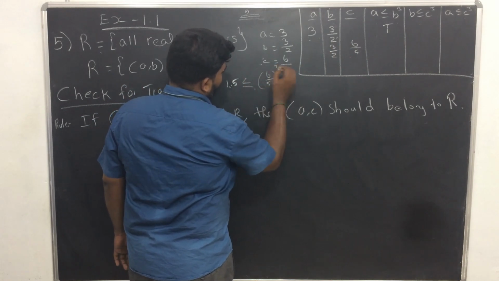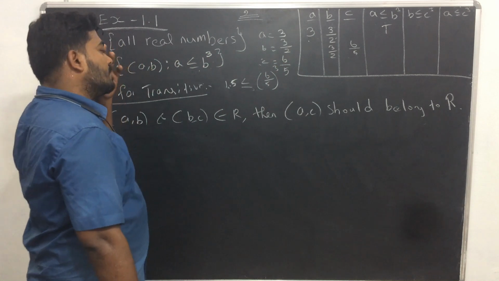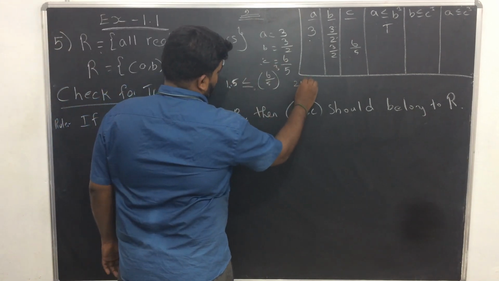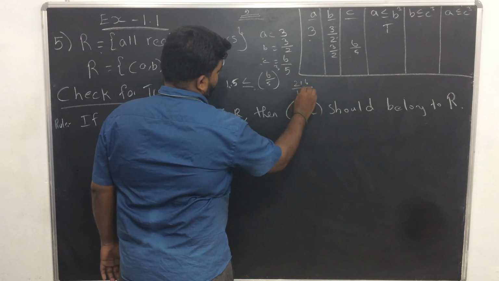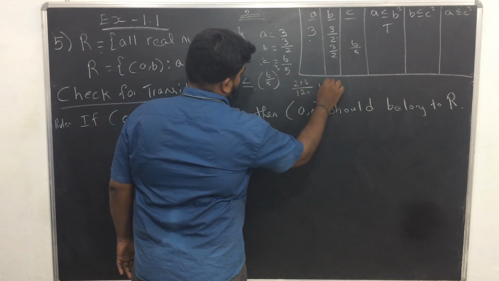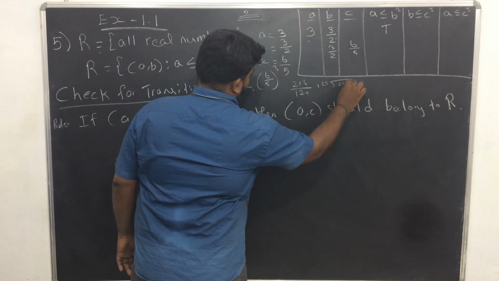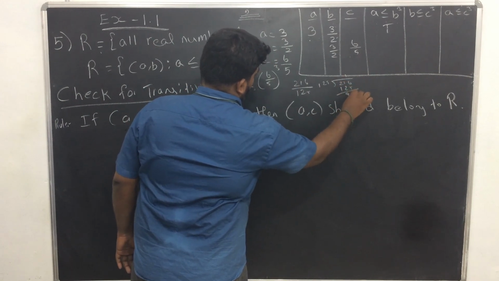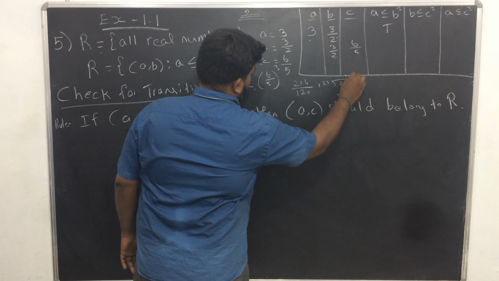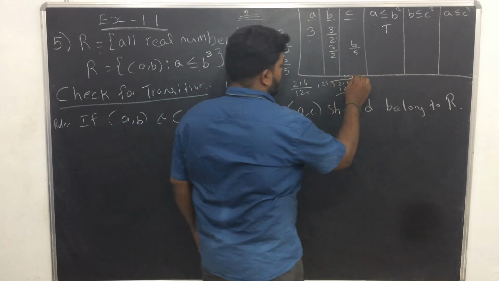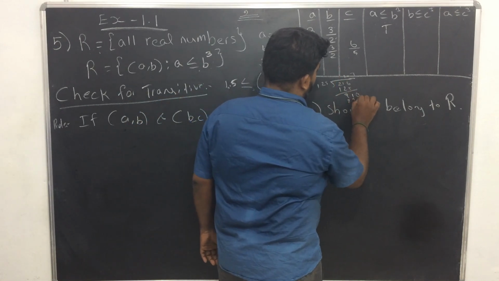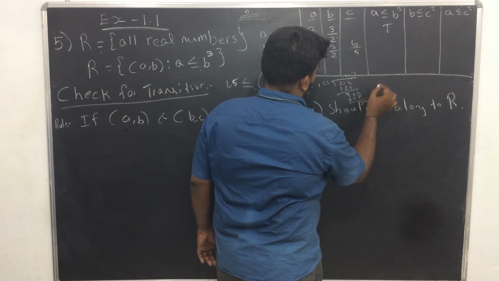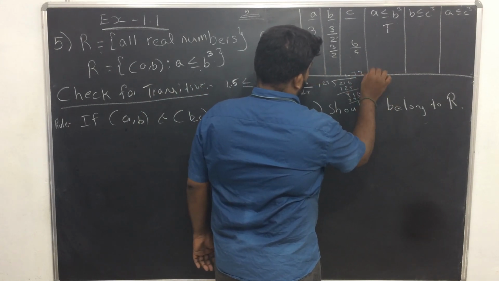What is 6 by 5, the whole cube? 6 cubed is 216. 5 cubed is 125. So you divide, what do you get? You get 216 divided by 125, which is 1.728. It goes on like that, okay?